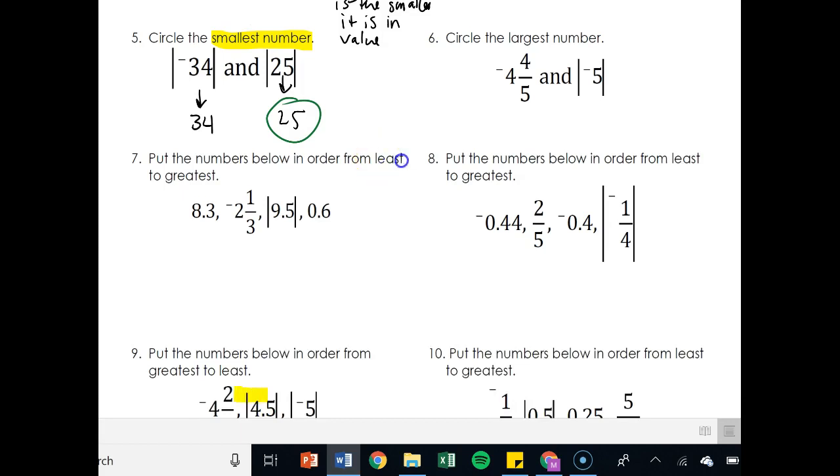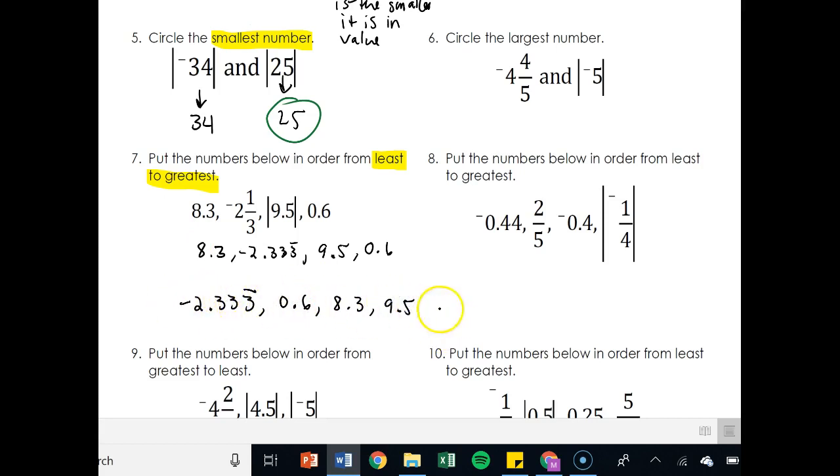All right, put the numbers in order from least to greatest. Again, I want to make sure I understand what the question's asking. It's from least to greatest. If I were you, I would convert all these to decimals, right? So I've got 8.3, that's 8.3. I've got negative 2 1/3, that's negative 2.333 repeated, right? I've got the absolute value of 9.5, that is positive 9.5, and then I've got 0.6. So if I want to put these in order, the negative would come first, because that's my smallest number. It is the least of anything. Then I've got 0.6, that's got no whole numbers, it's close to 0. Then 8.3, and then 9.5. That is in order from least to greatest, the negative as we get more positive.